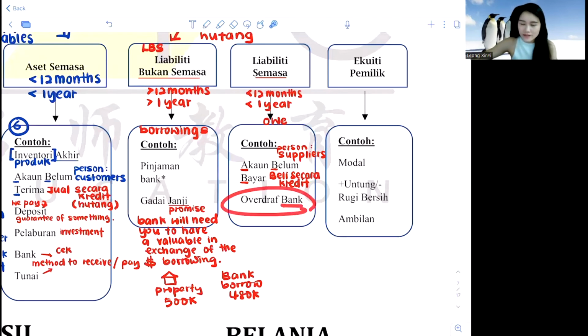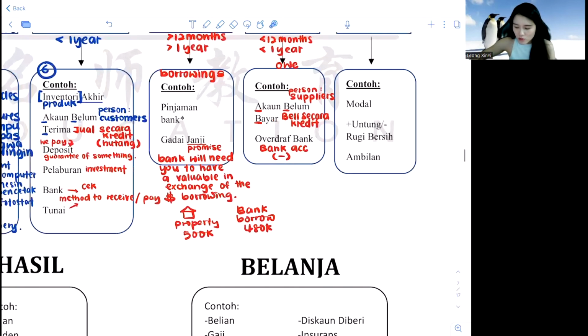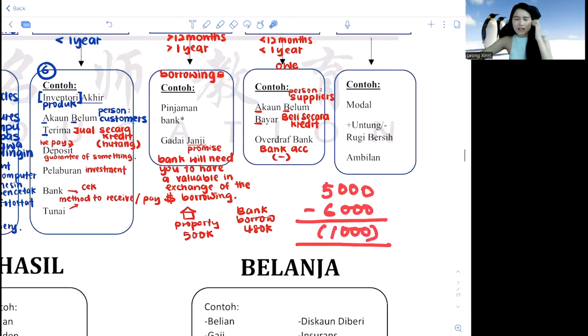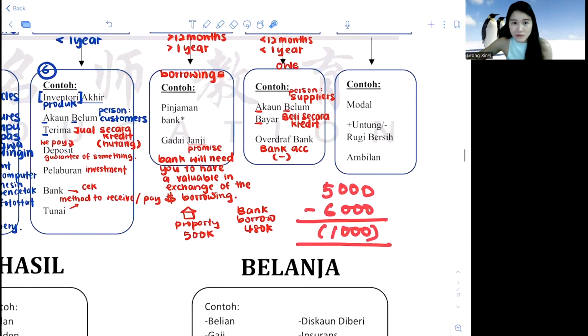So when does overdraft bank happen? It is when your bank account has no more balance. Instead, it becomes negative, which means I'm spending more than what I have. Example, my bank account only has 5,000 and I'm now spending 6,000. You see what will happen inside my bank account? It will become negative 1,000 ringgit. Of course, why does the bank allow me to spend more than what I have? Isn't it weird? Because the 1,000 doesn't belong to me.